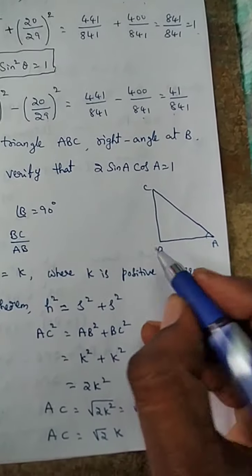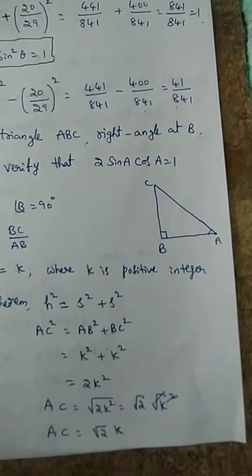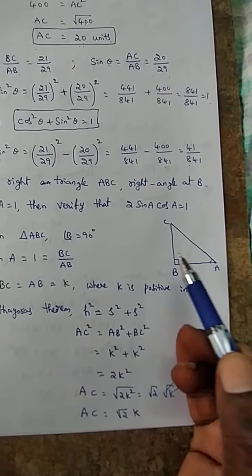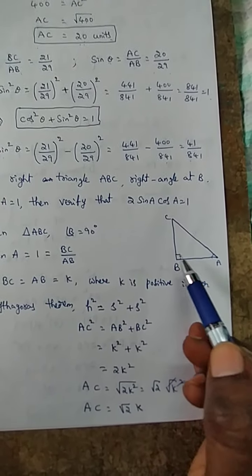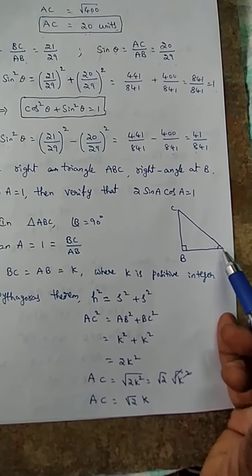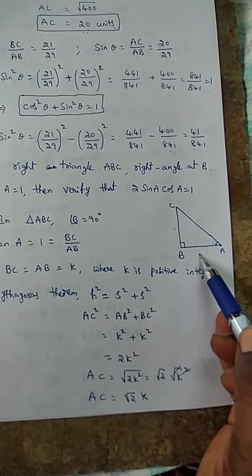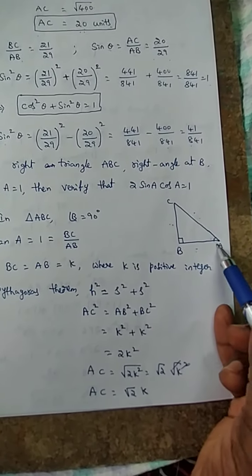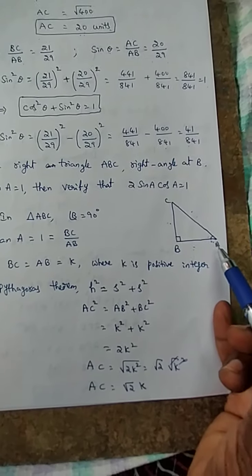ABC is a right angle triangle. Which is a right angle here? Angle B is a right angle. Angle A is to be an acute angle here. Then automatically for this angle A, this is the opposite, this is the adjacent, and this is the hypotenuse. It is opposite, adjacent, hypotenuse for this angle A. We are observing angle A only here.